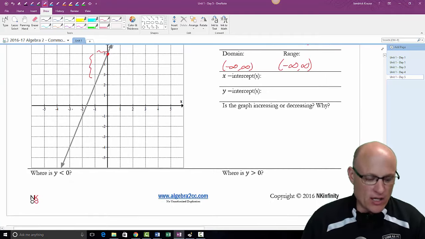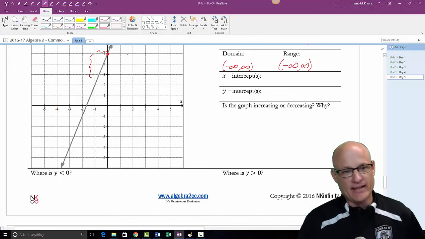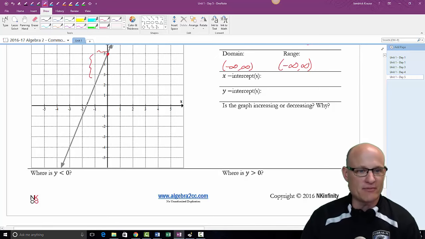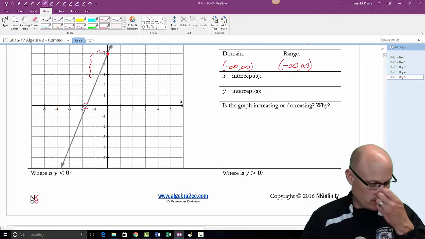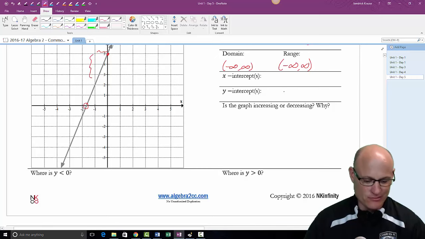X-intercepts. Wow, we got to kind of make that one up. Do we? Let's see. It's right here. What do I got to do, just make up a value? I don't know. Wait a second. How do I find the x-intercepts? Probably should have given you more room there. X-intercepts. Geez, that's really weird.